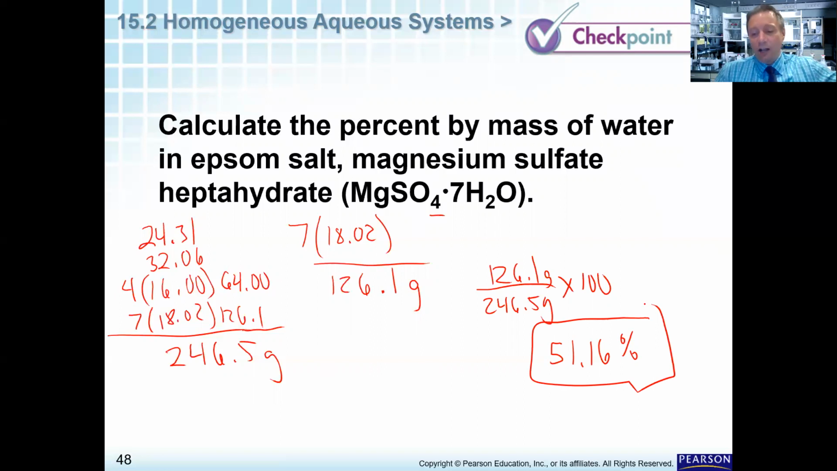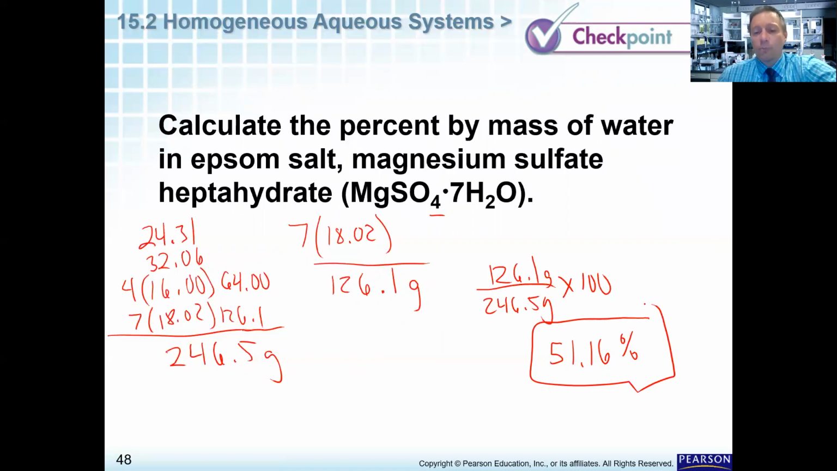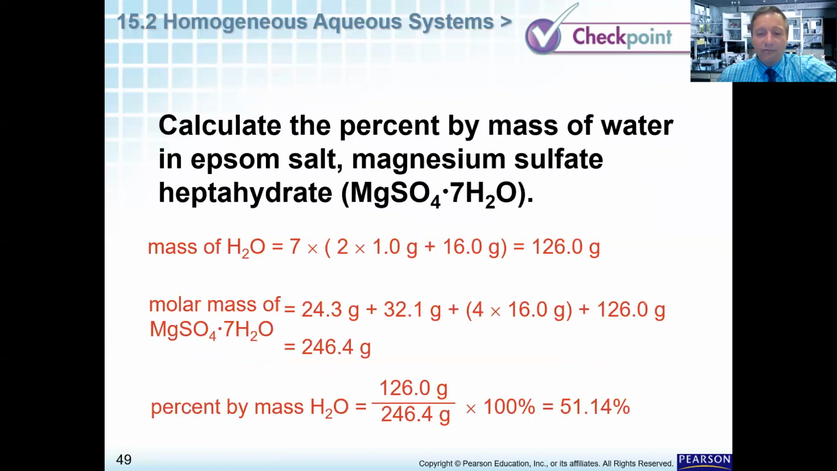Should be fairly close. I don't know how many decimal places they carried it out to. And we have just a little bit more precise, 51.16, and they have 51.14. But the same process they went through. I rounded mine a little bit more than they did, but we have the same answer. So roughly 51% water based on percent composition.